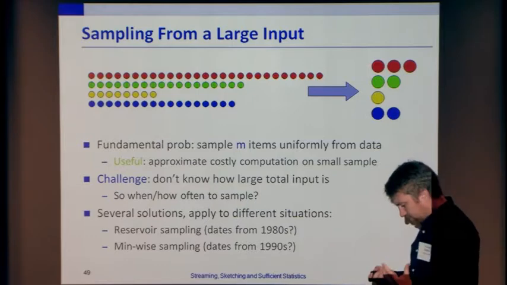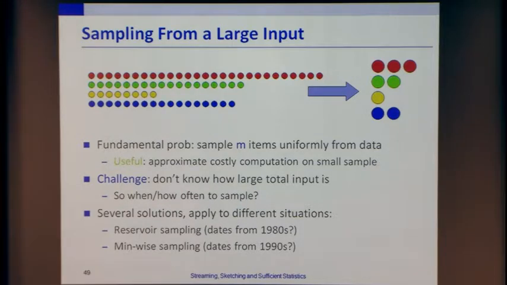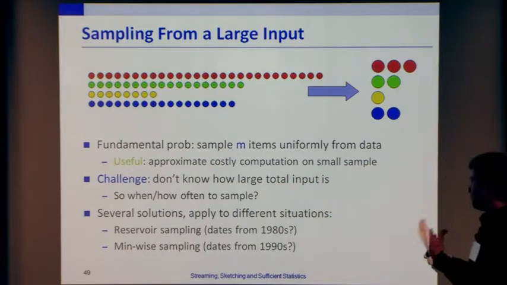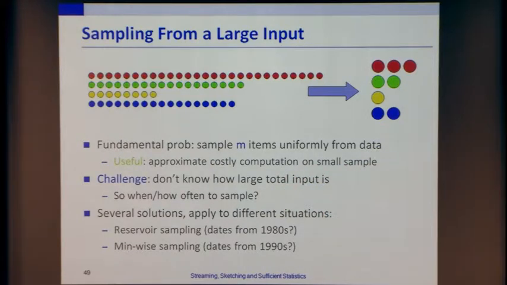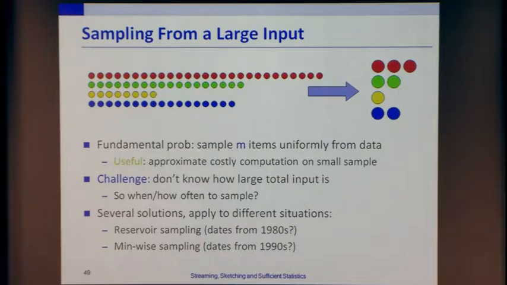So I talked about sampling. Let's firstly think about sampling over a large amount of data. It turns out that that's not a completely trivial problem. Suppose I have a large amount of data, and I want to sample some small number of items, say m items, uniformly from this data. In principle, this should be straightforward, but it can be challenging if we don't really know how large that total input is going to be.